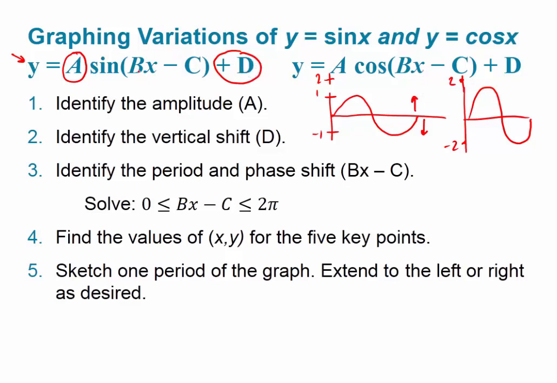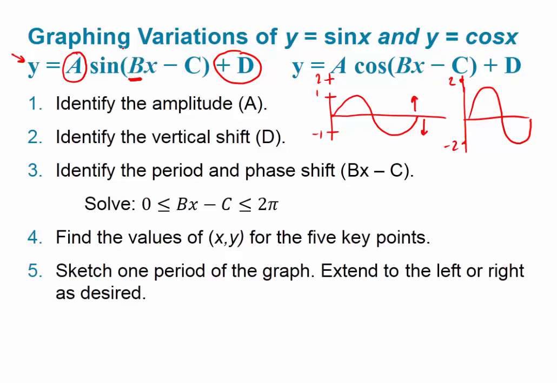B, X, and C, what B does, B affects the length of the period. So the normal period for the sine and cosine is 2 pi. If I put a value greater than 1 there, like a value of 2 or 4 or something like that, what it's going to do is it will shrink the period because it will make this whole cycle happen faster.